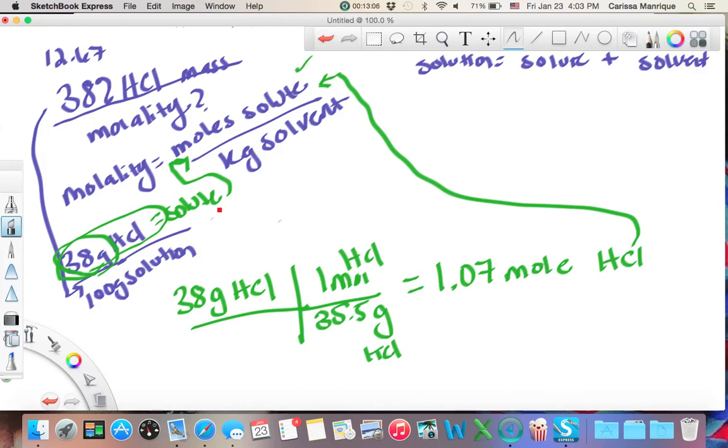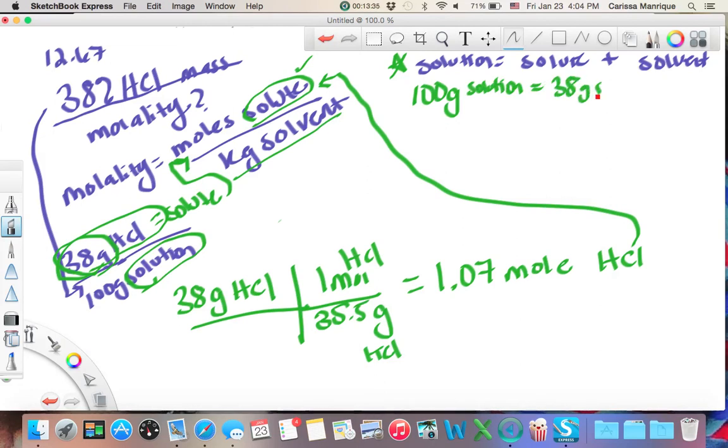Check. Okay, but now we need to figure out kilograms of solvent. We know how much solution is in there, and we know how much solute is in there, but how much solvent? Well, let's look at this formula that I wrote right here. I'm assuming I have 100 grams of solution, I have 38 grams of solute, and I don't know how much solvent, so I'm just going to put X. So this is just going to be 100 minus 38, which equals 62.